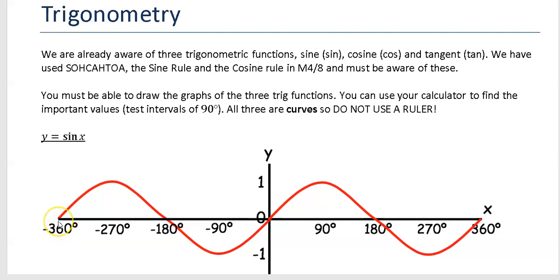So on your calculator, just put in sine of minus 360 equals, find out what it equals, sine of minus 270, sine of minus 180, sine of minus 90, sine of 0, sine of 90, sine of 180, sine of 270, sine of 360. And it's a curved graph, remember. So you should get points: it's 0, then 1, then 0, then minus 1, then 0, then 1, then 0, then minus 1, and then 0.